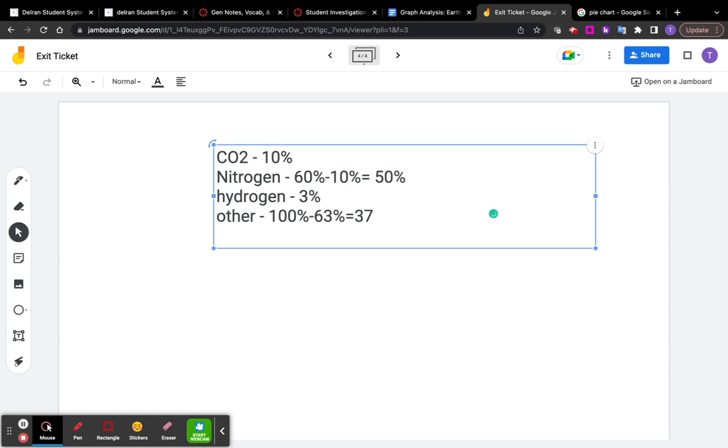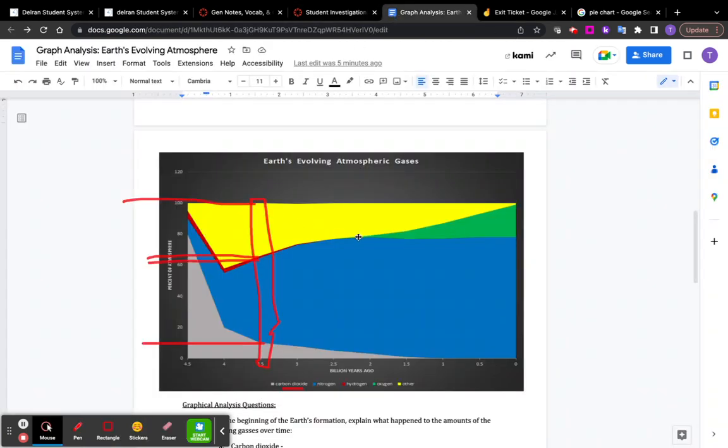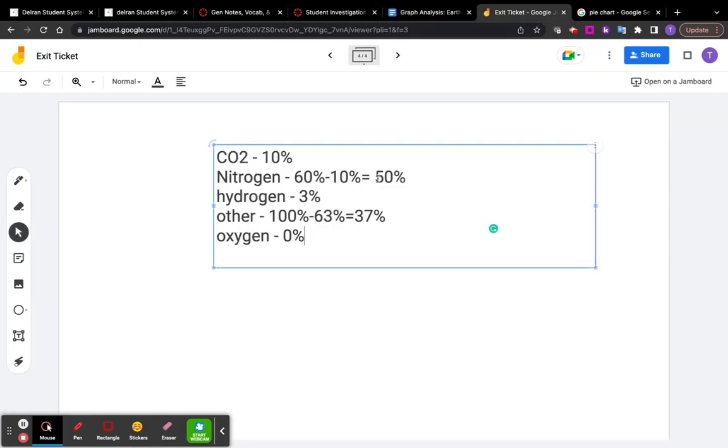About 37%. Now obviously oxygen, if we look, at that time period there was none. Right, let's look at it right here. Yeah, there's no green in this space here. So 3.5 billion years ago, there was 10% CO2 in the atmosphere, 50% nitrogen, 3% hydrogen, 37% other stuff. When we add those together, we should get 100%, which we do. 10 plus 50 is 60, 60 plus 30 is 90, and 7 plus the 3 would be 100%.